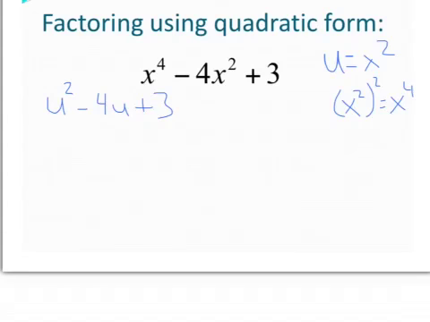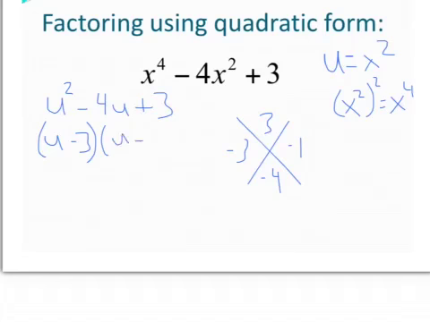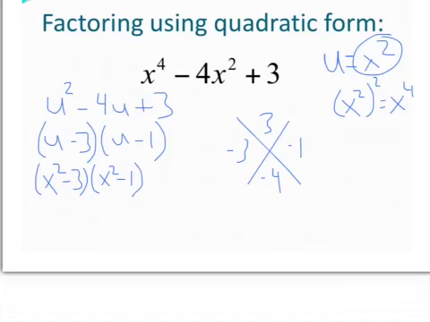So we could factor this in our sleep. This is just AM method. I want to multiply to 3 and add to negative 4. Well, that would be negative 3 and negative 1. So I'm going to have u minus 3 times u minus 1. Now, remember, u equals x squared. So now I can substitute back in x squared minus 3 and x squared minus 1. If you're good at this point, awesome. If not, pause it, rewind it, because there's one more step after this, but you've got to understand this first part before we move on.